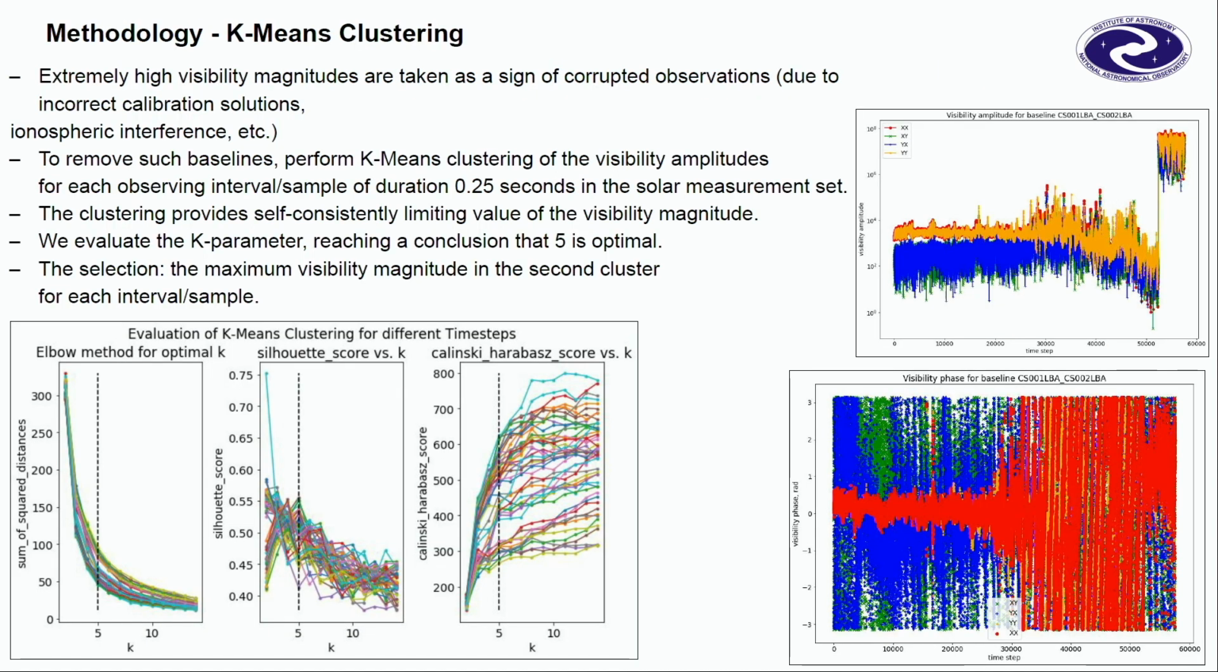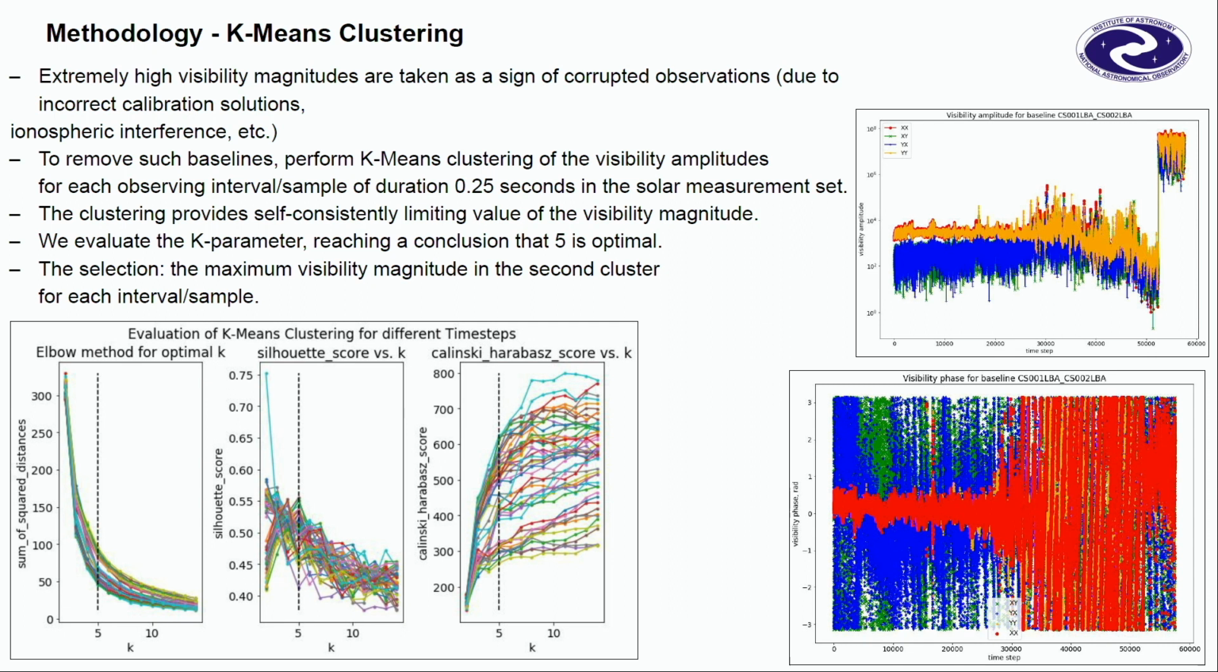Okay, so you can see here for a single baseline, that is 2 stations, the correlations between the signals received at 2 LOFAR stations, the amplitude and phase after the calibration over the entire observation. There were some issues at the end over here, so for the rest of the work we've removed all these time steps towards the end of the observation. The different colors represent the different correlations for the antennas, because they're cross dipoles, so you correlate the signals. We take the extremely high visibility amplitudes as a sign of corrupted observations, due to incorrect calibration solutions or ionospheric interference.